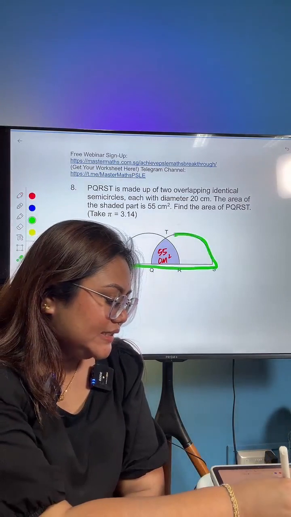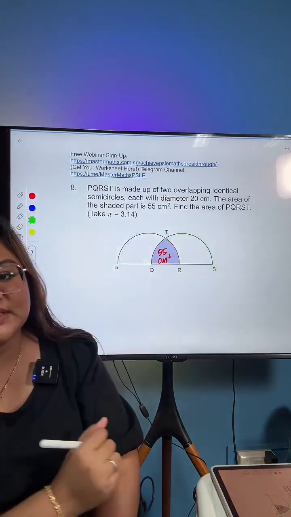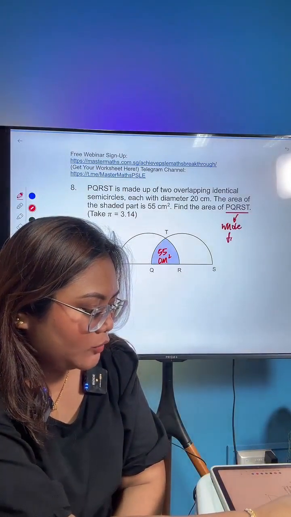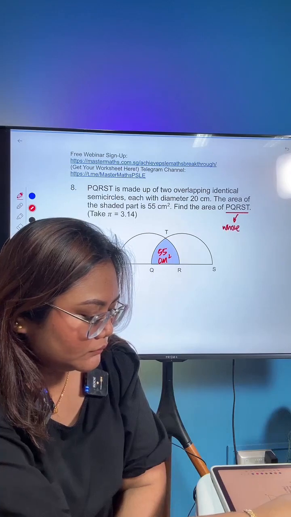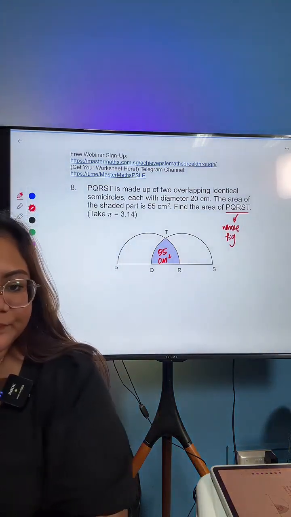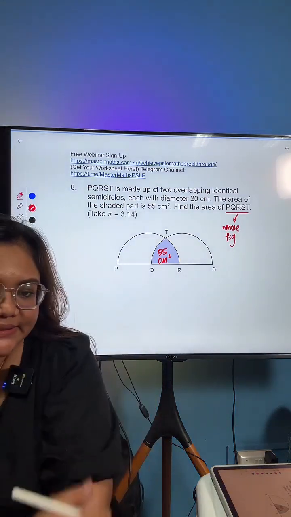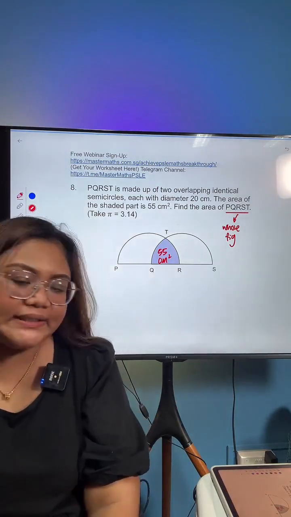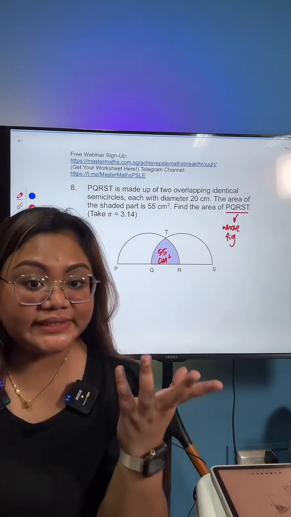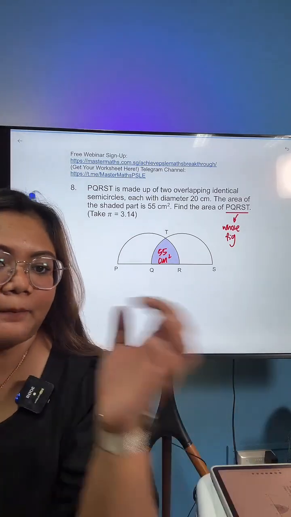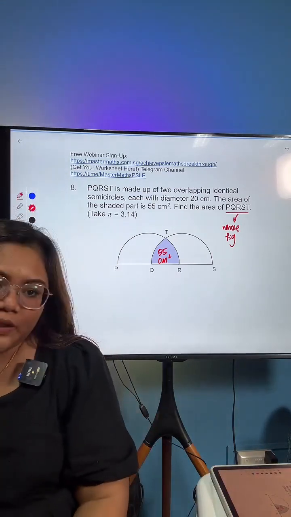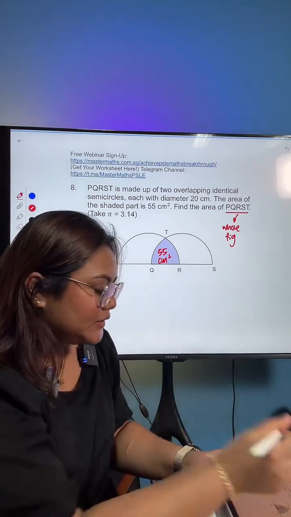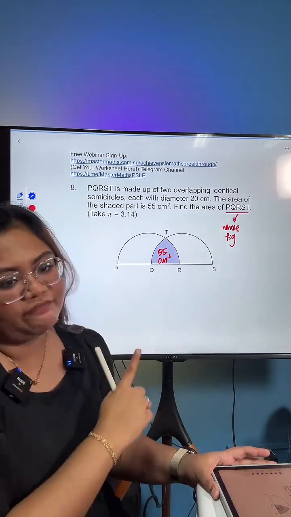Now when they say PQRST, what it means is we are looking for the whole figure. PQRST is the same as the whole figure. So how do we find the area of the whole figure? Even if you don't know how to solve, you should be able to get one step and one mark at least. What is that one step? What shape do you see here? Indeed, Bobby, you see two semicircles, so you look for the semicircle. So step one, you find the semicircle, that's all.